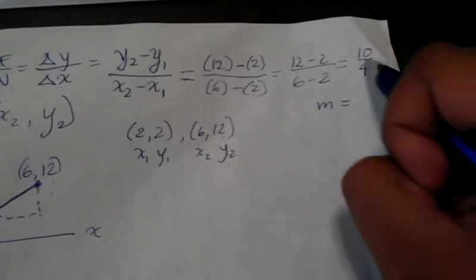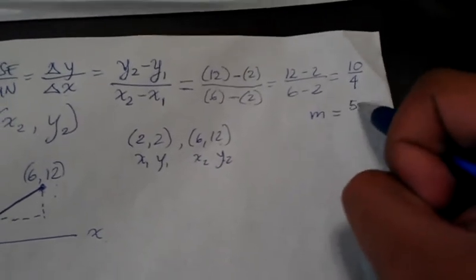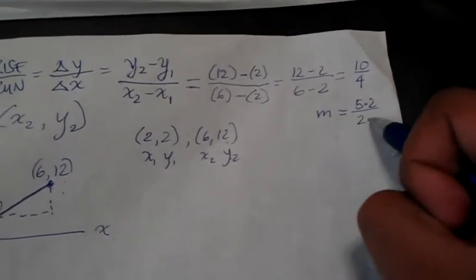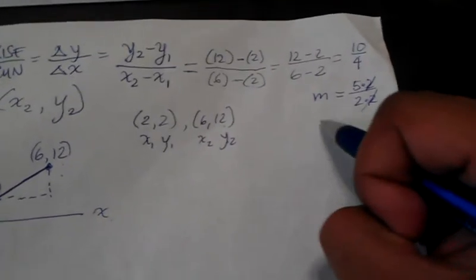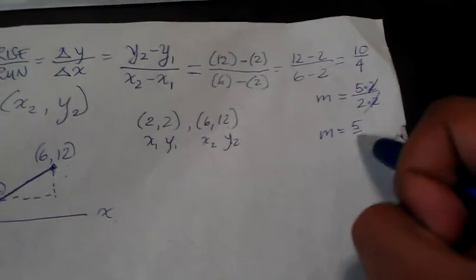To simplify it, remember that to produce 10 is 5 times 2. To produce 4, it's 2 times 2. Eliminate the common factors and we have our reduced fraction. Alright? So our slope here is going to be 5 over 2. That concludes finding the slope.